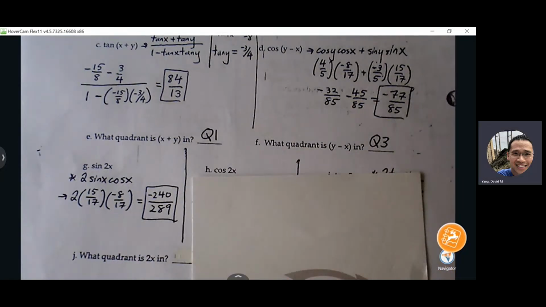For cosine of 2x, doesn't matter which variation we use. Any of them will work, right? Cosine squared minus sine squared, we have enough information. You can do the 2 cosine squared x minus 1, that'll work as well. You can do the 1 minus 2 sine squared x. Get all that information from your first triangle.